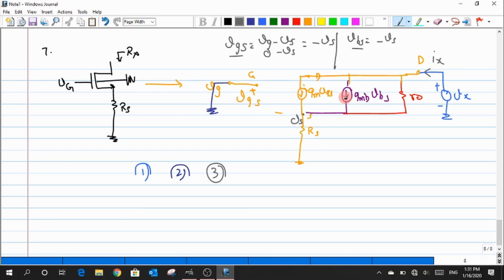And now let me try to write the current Ix over here. How will I write the current expression Ix? This current is splitting into 3 parts. The first current is nothing but gm Vgs. The second current is gmb Vbs. And the third current, how will we write this? Is it Vx by r0? Just Vx by?